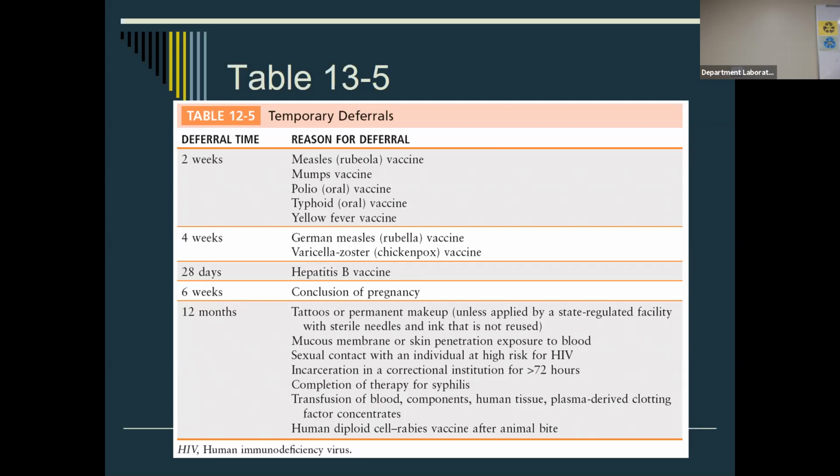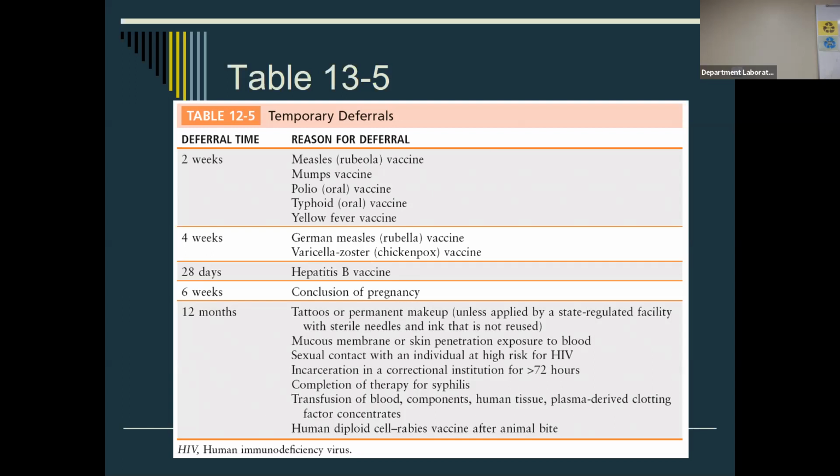There's a disclaimer on it that says, unless applied by a state-regulated facility. Most donor collection facilities aren't going to ask for that; if you had that done, they're just going to defer you to be safe. Mucous membrane or skin penetration, so that's your needle stick or splash into your eye, that's a 12-month deferral.